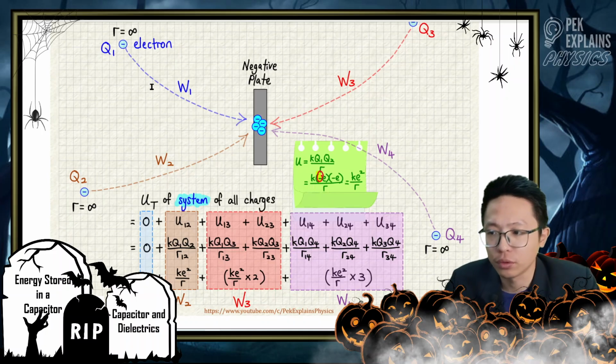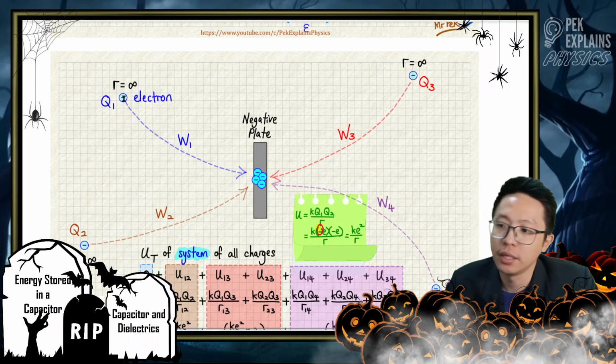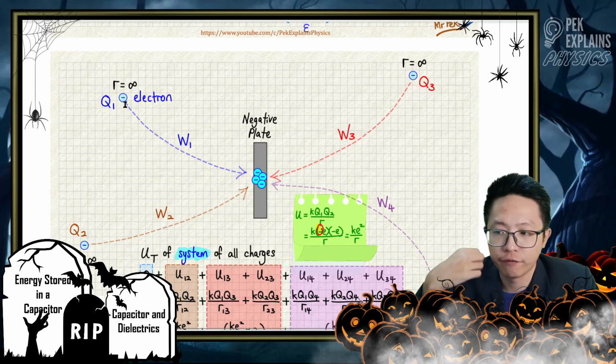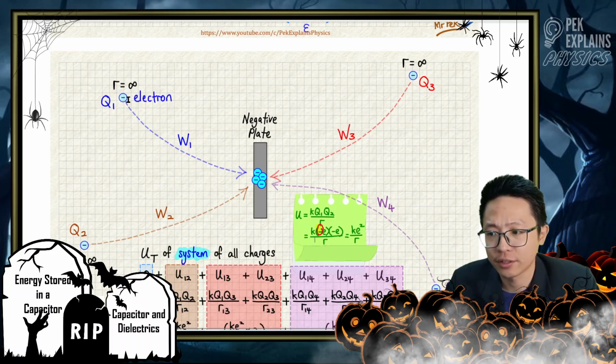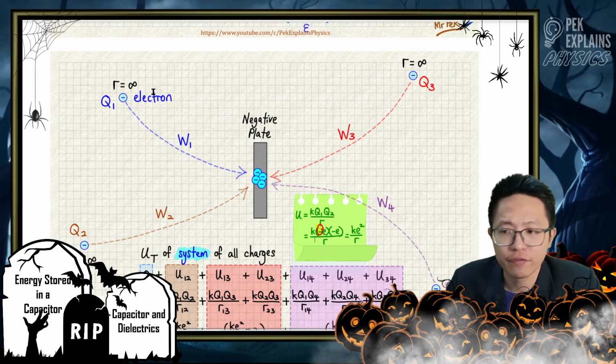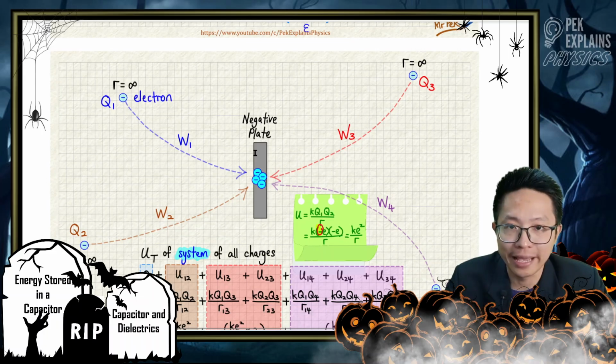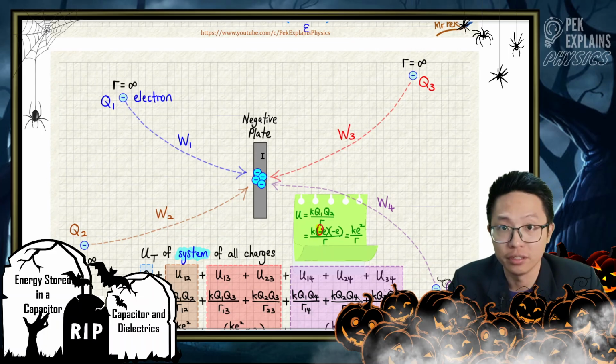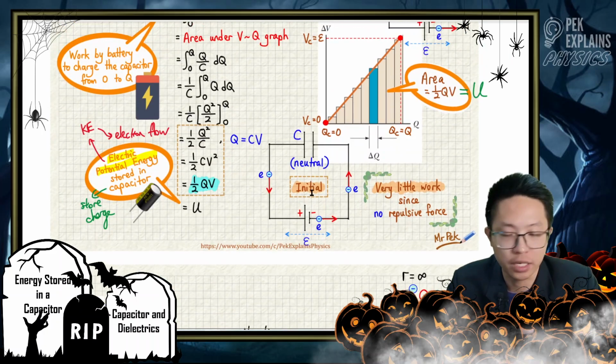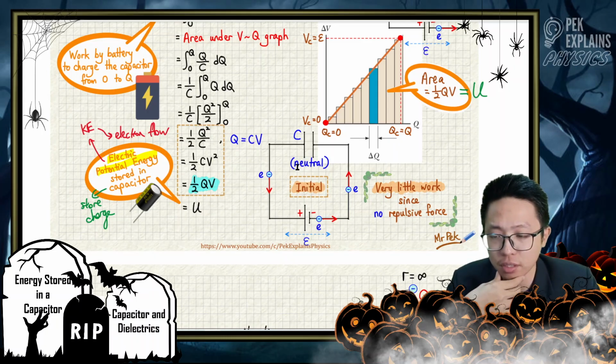First of all, I want to talk about the first charge. You are bringing the first electron from very, very far away, infinity. Actually, this charge comes from the positive plate, but I assume it is from infinity. Initially, the negative plate is not negative yet. It's still neutral. Before charging, initially the capacitor is neutral, isn't it? The capacitor is neutral.